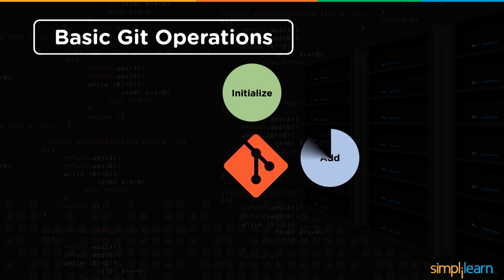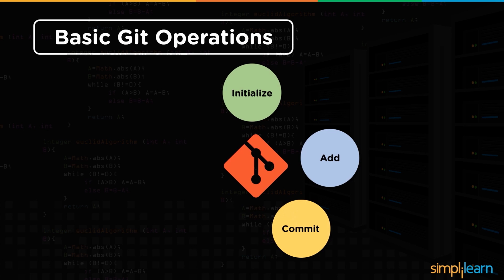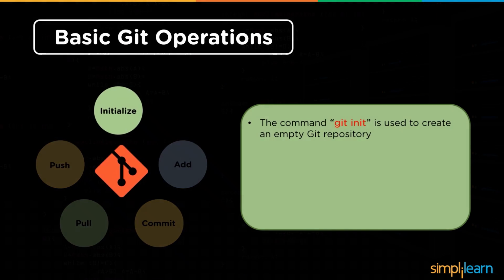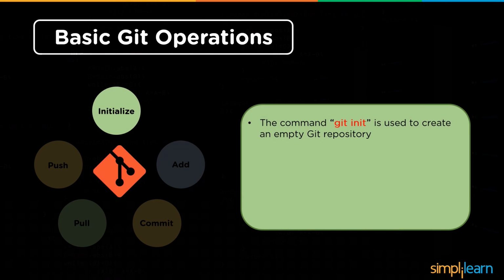Then we have the add operation, which is used to add new or modified files to the staging area. Git commit is used to create a new version of the group of files. Then pull is to bring down the changes from the remote repository to the local repository, and push is to push the changes from the local repository to the remote repository. So these are some of the basic operations we perform so that we can move the changes from one state to another. Now the first one is the git init command.